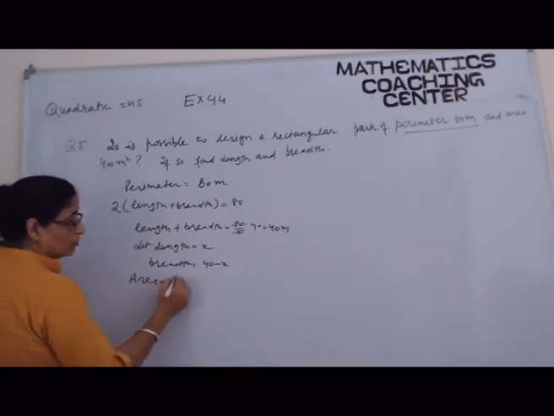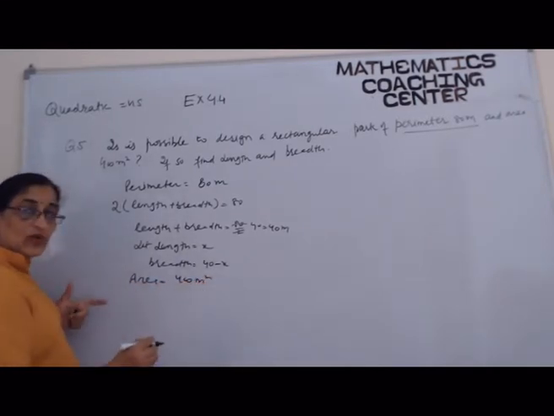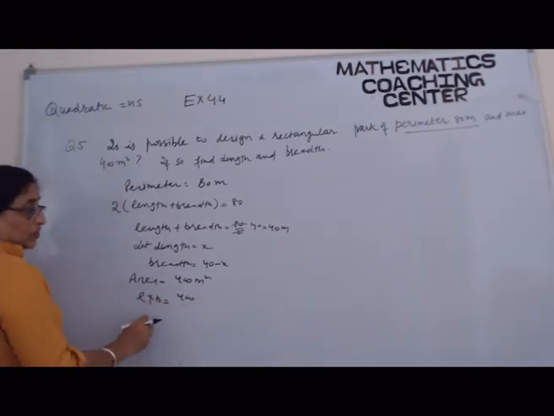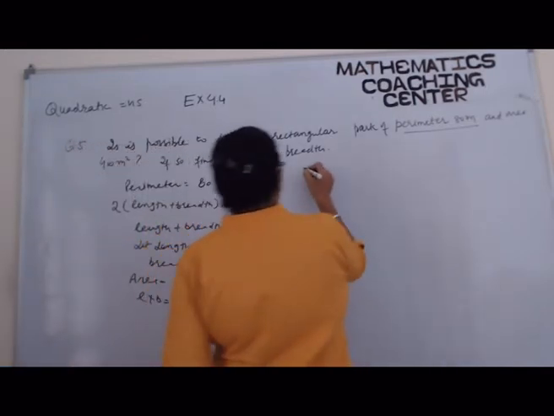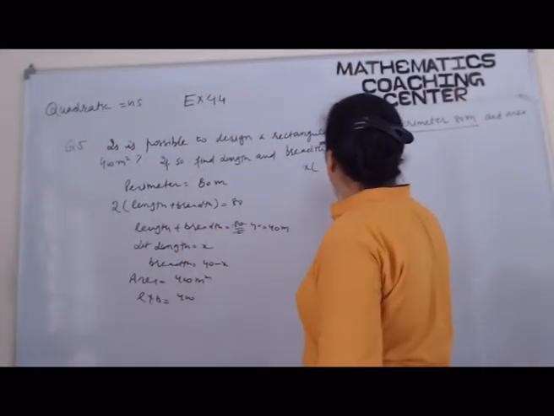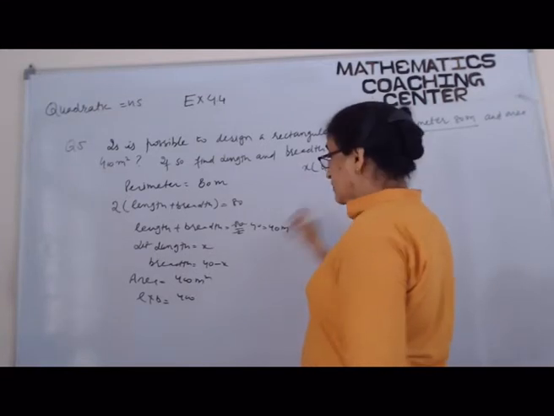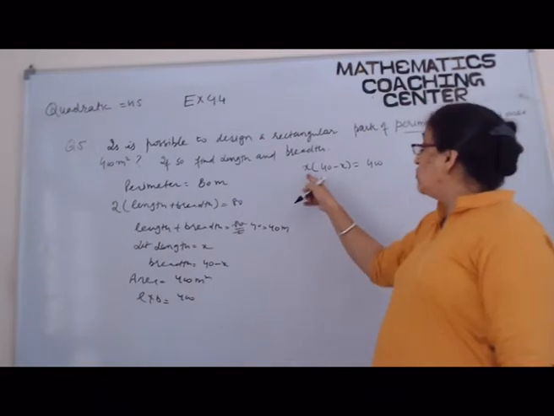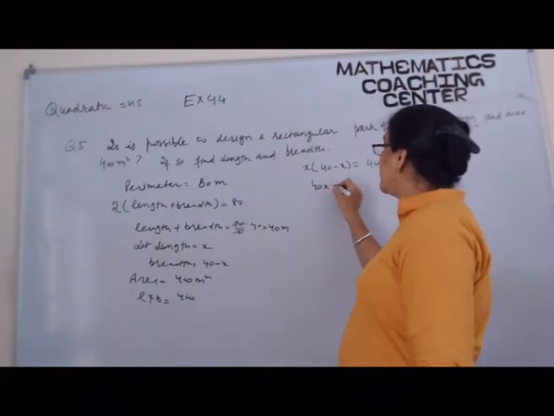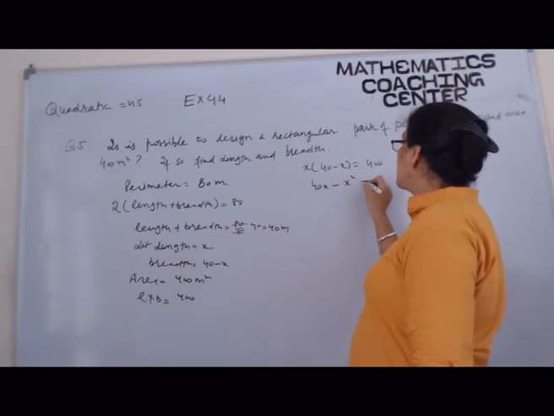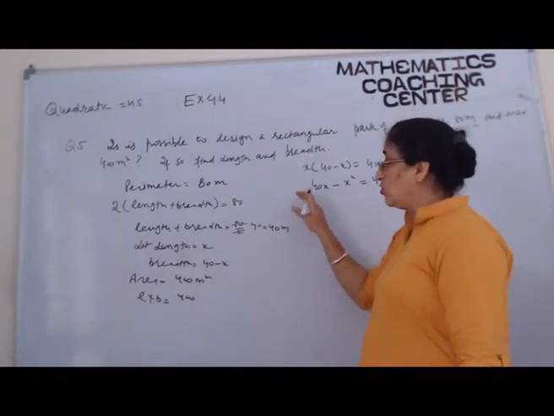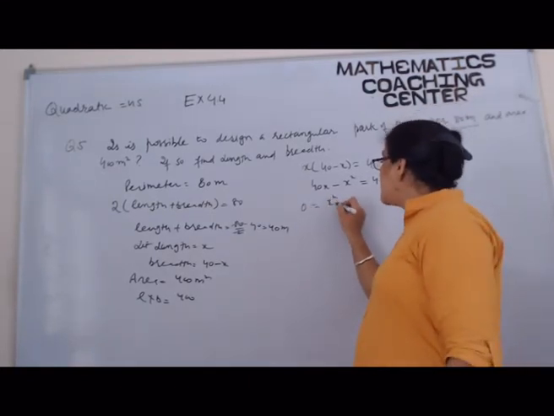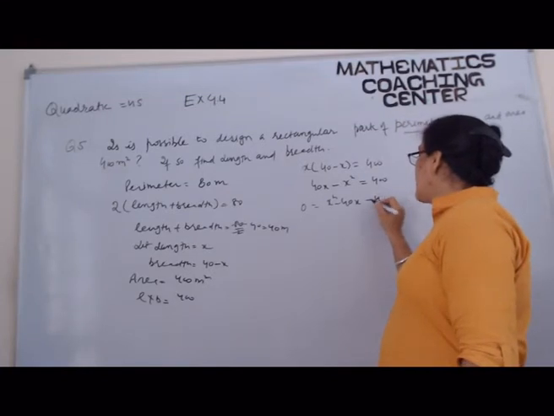Now area 400 meter square. The formula of area is length multiplied by breadth, equal to 400. Now your length is x and breadth is 40 minus x, and the area is 400. Now x multiplied by 40 is 40x. x multiplied by x is x square. This is equal to 400. Taking all this to the right hand side, 0 is equal to x square minus 40x plus 400.